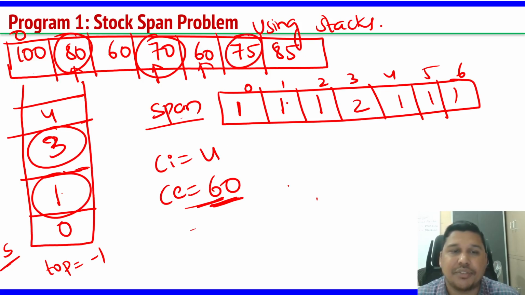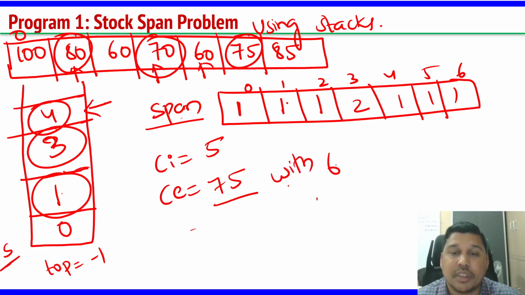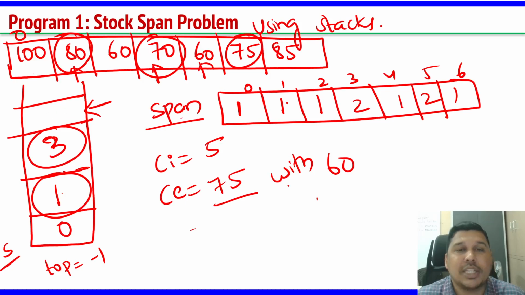Then came 75. So my current index is 5 and the current element is 75. Now compare 75 with the top of the stack element. What is the index here? 4. What is A of 4? 60. Compare 75 with 60. It is matching, 60 is less than 75. Then you increment this value, it becomes 2, and pop out this element. Or there can be multiple logic. Even if you don't increment, just pop out the top element.